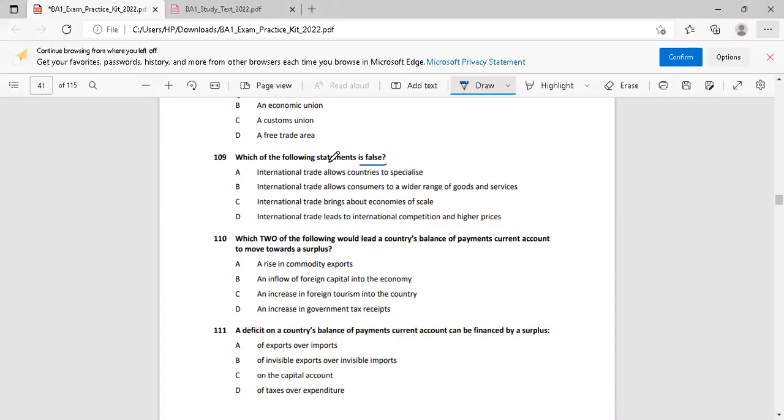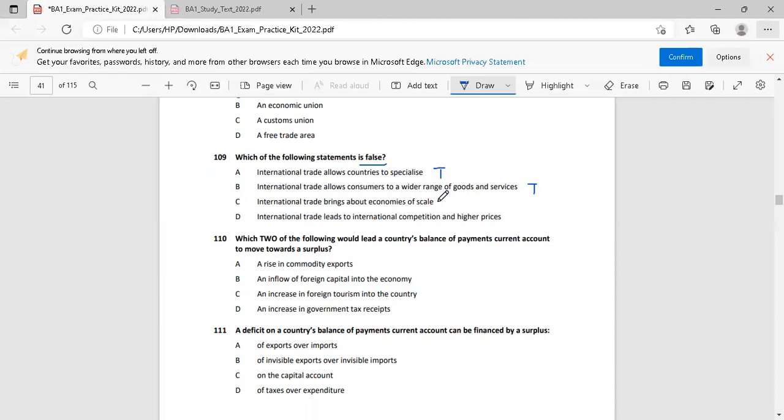International trade allows countries to specialize. That is true, because the competition becomes severe. So they focus on specialization, differentiation, cost control, quality aspects. All of them would be taken up whenever international trade happens. International trade allows consumers a wider range of goods and services. What was earlier not allowed or not available to them is now opened and available to them.